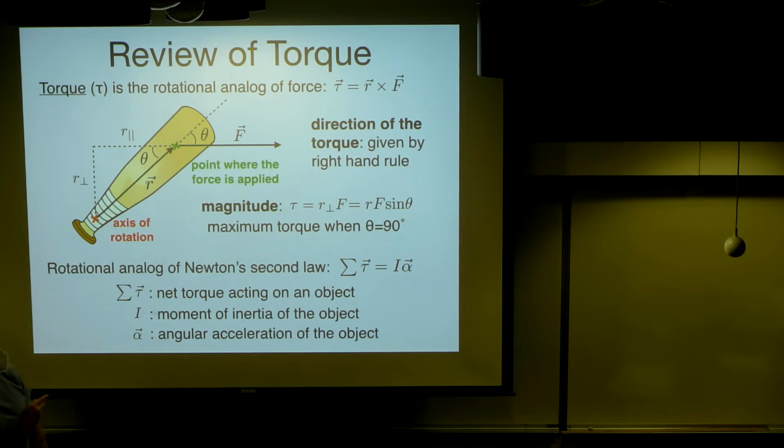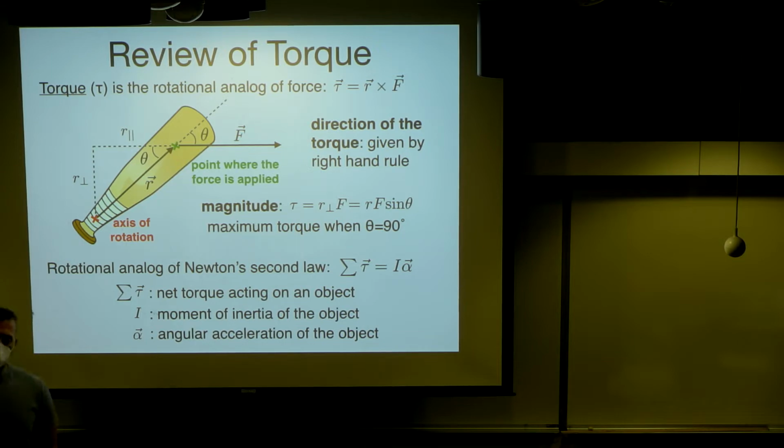In green, this is the point where we are applying a force, and that force is given by this vector F right here. Another vector we want to think about is this one right here, R. What is R doing? It's going from the axis of rotation straight out to the point where the force is applied. So R is just a vector that takes you from the axis of rotation to the point where the force is applied. And if we want to get the torque, it's just R cross F. R cross F, that's all there is to it.